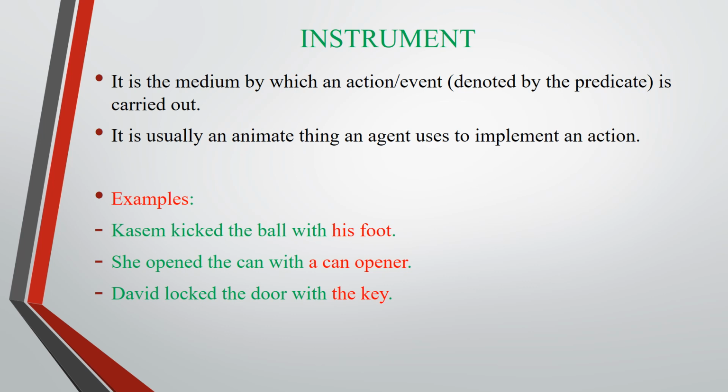In the second sentence, she opened the can with a can opener. A can opener has the semantic role of an instrument. David locked the door with the key. The key was used by David to lock the door. So the key here is an instrument.